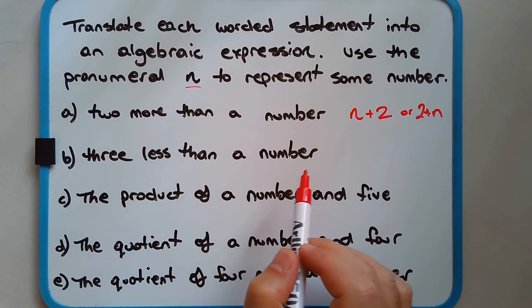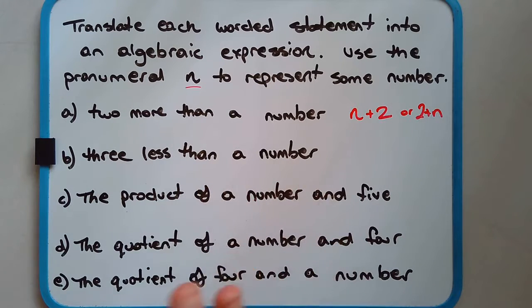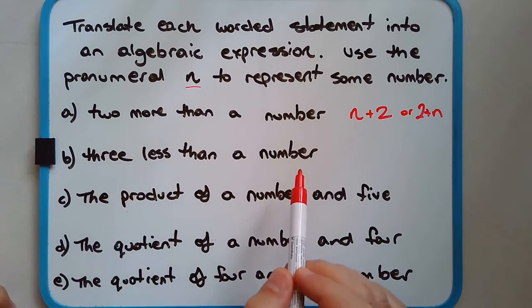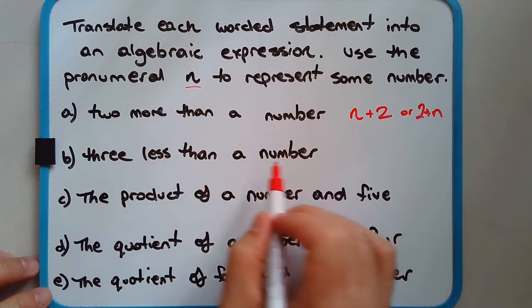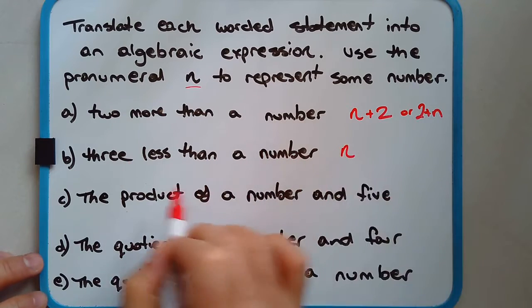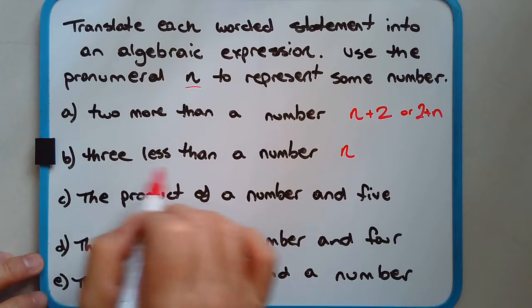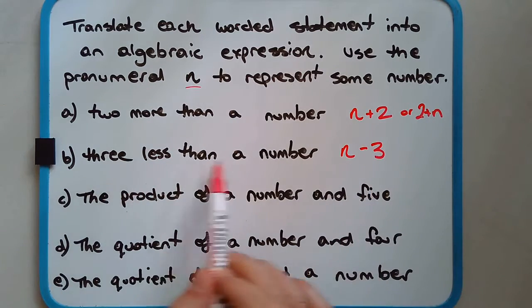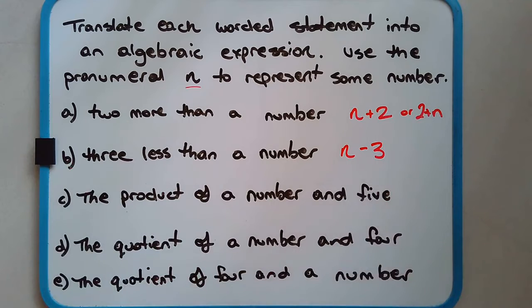3 less than a number. Now, this one can be a little bit tricky because it's actually written back to front. 3 less than a number. So in other words, less than means we're starting with the number. Less than means we're taking something away. We're taking 3 away. So in algebra, this statement here would be n minus 3.